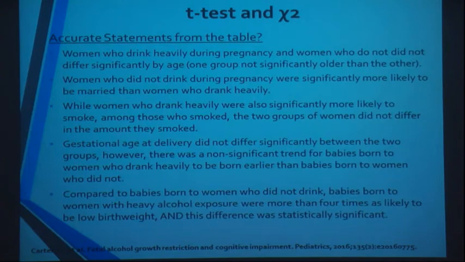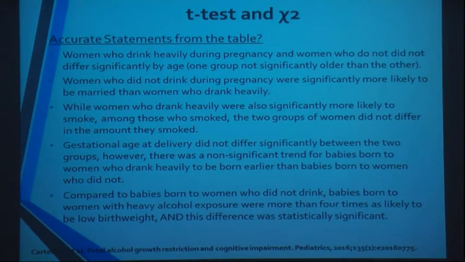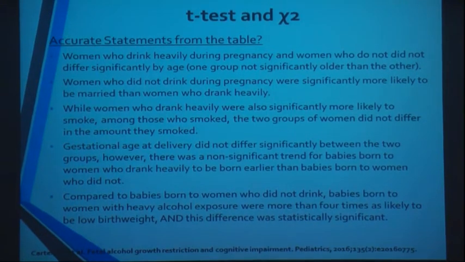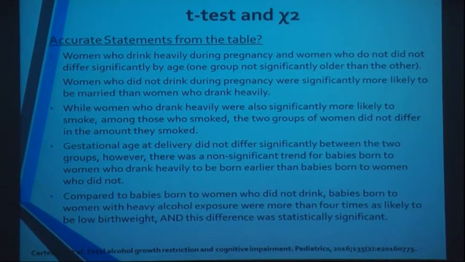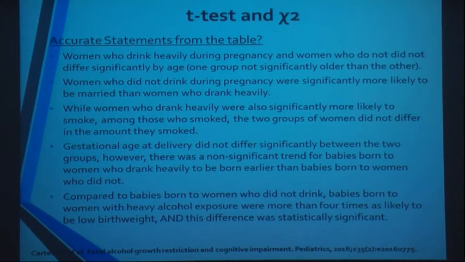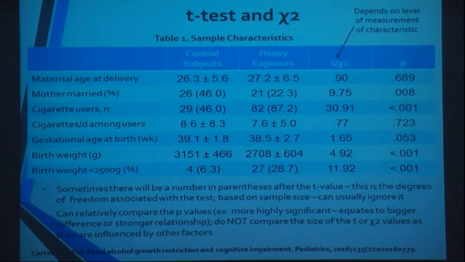All right, and then finally, compared to babies born to women who did not drink, babies born to women with heavy alcohol exposure were more than 4 times as likely to be low birth weight. Remember, we said that, and we showed just the first part of the table. And this difference was statistically significant. So now, because we have p-values, we can start talking about whether the groups are truly different. All right, questions so far? We good? All right.